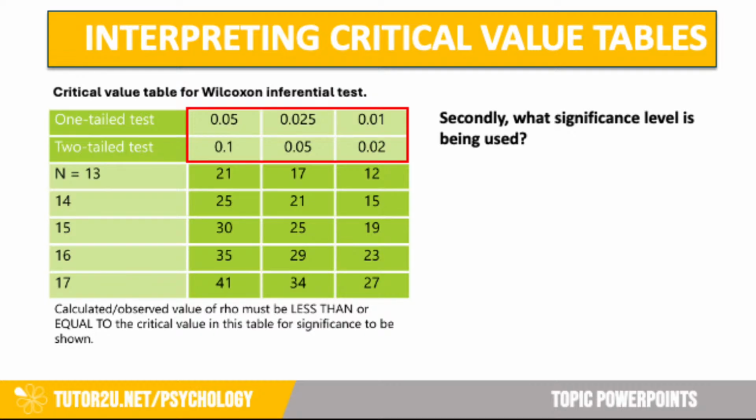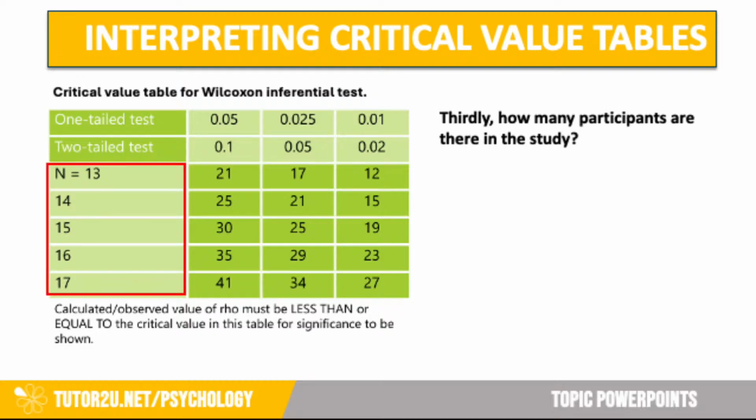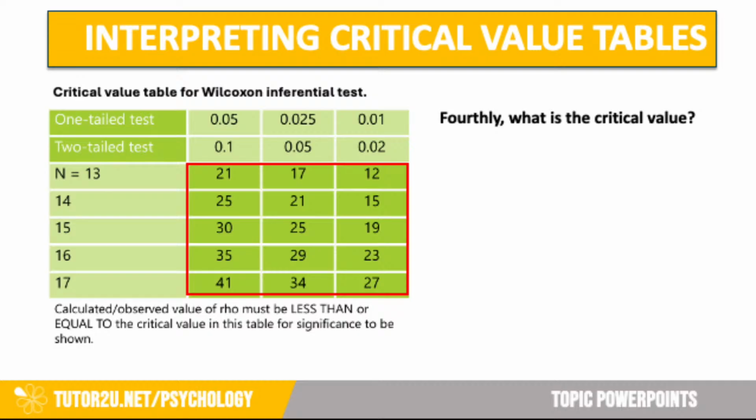Okay, so then the third thing that you need to look at is usually the number of participants. Sometimes that just means the number of people in the study, say 30. Sometimes it can be degrees of freedom, but for this test, for Wilcoxon, it's the number of participants. That's what N, the big N, means. Okay, so that's your third thing that you need to look at.